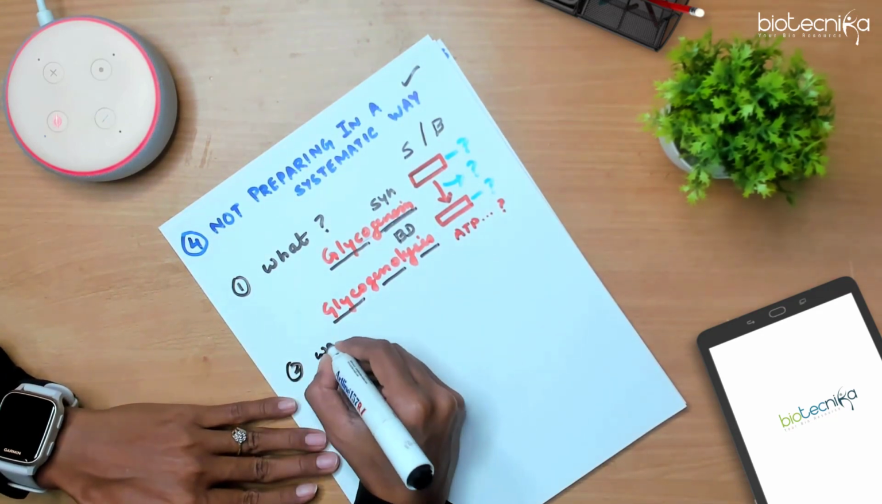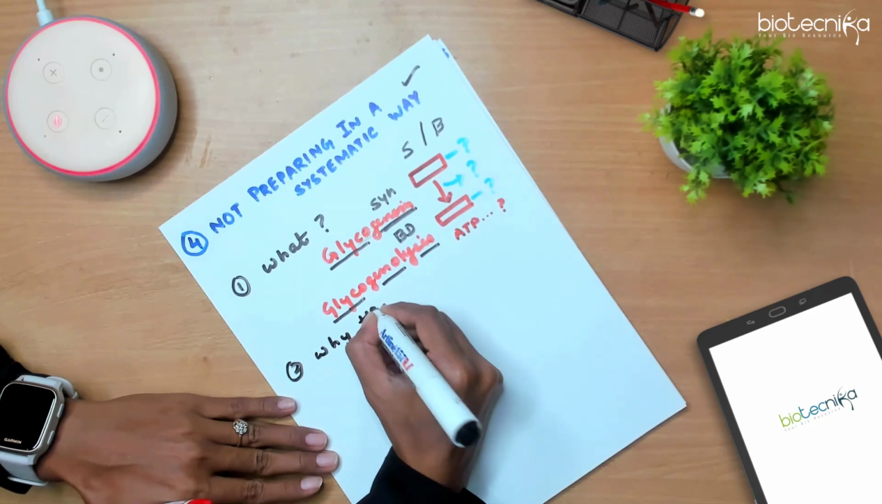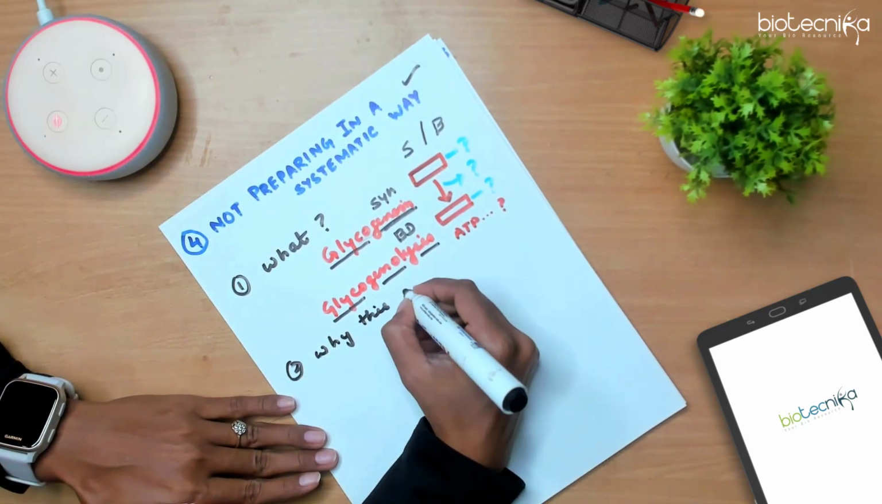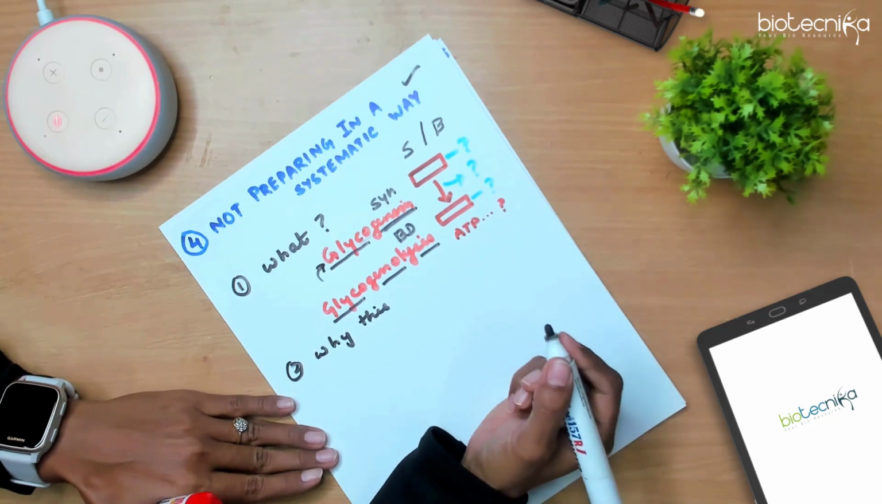Then you need to know why this pathway takes place. Okay, when too much of glucose is accumulated in the cell, then it goes for synthesis. What will you do if you have too much food in the house?